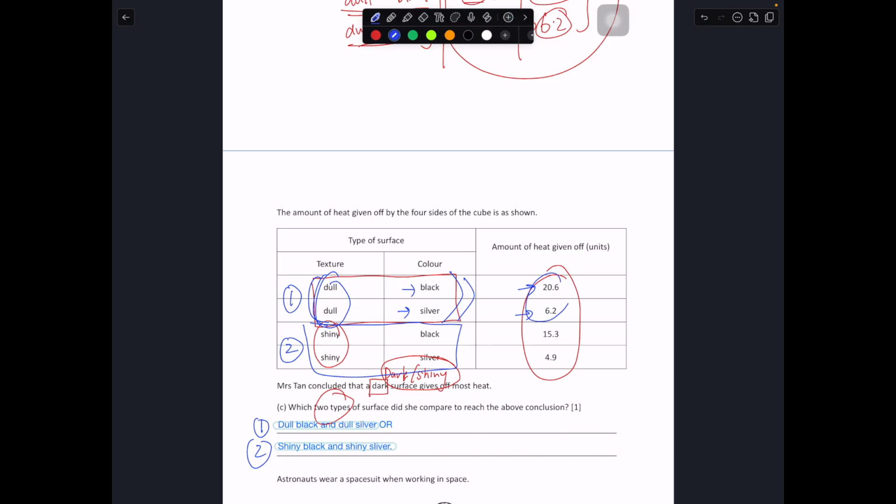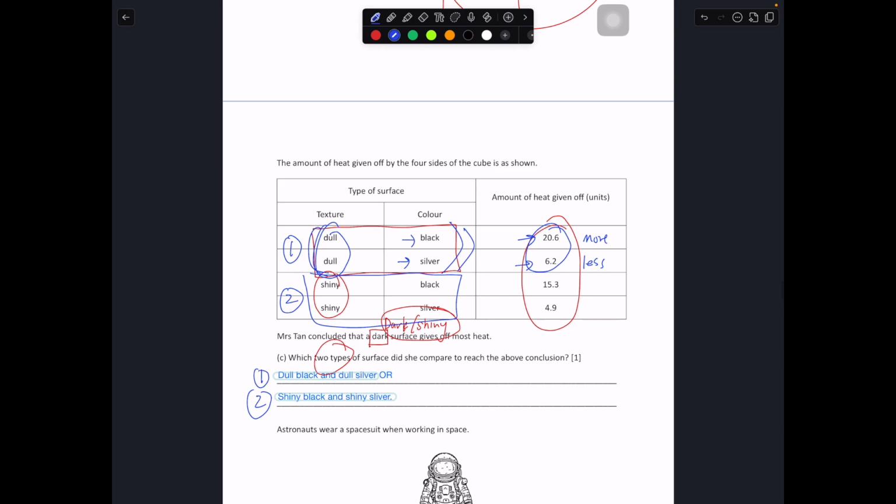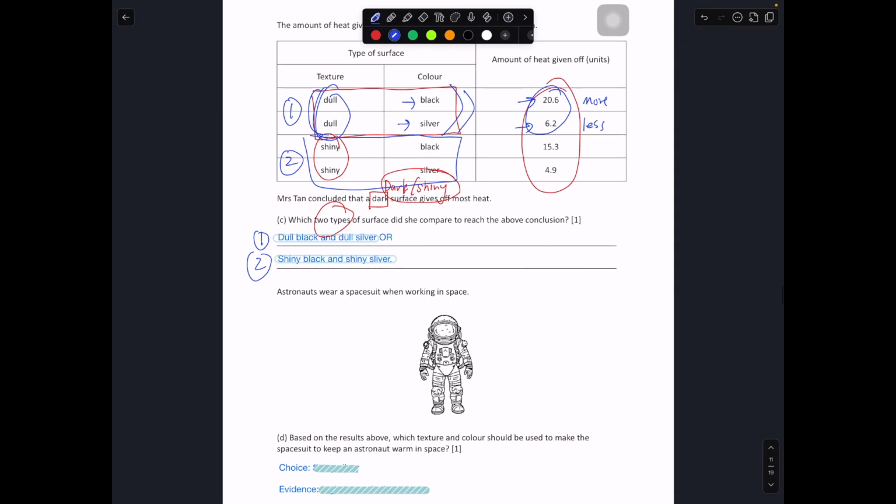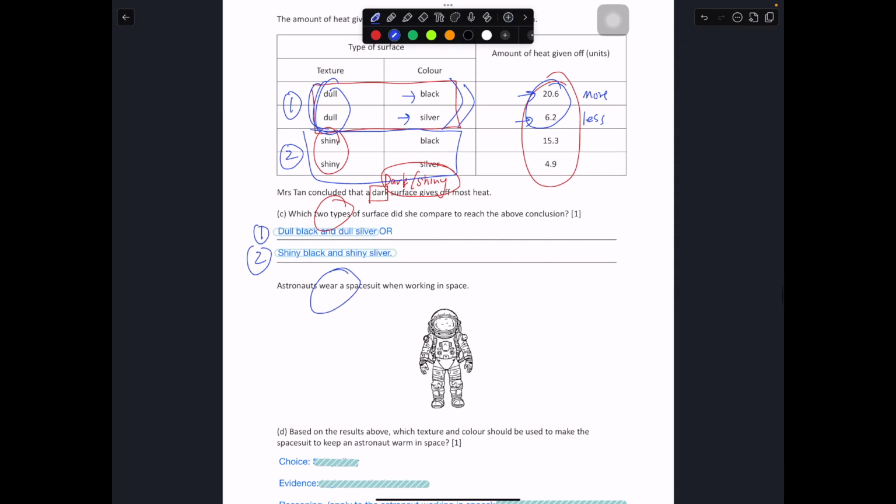So in this case, you can see there's a major difference. If the texture is kept at dull, the black color actually gives out more heat, as compared to silver, which gives out less heat. So these are the 2 surfaces she would have used to be able to make that conclusion. So astronauts wear spacesuits while working in space.